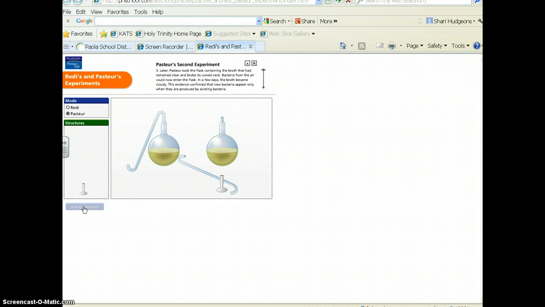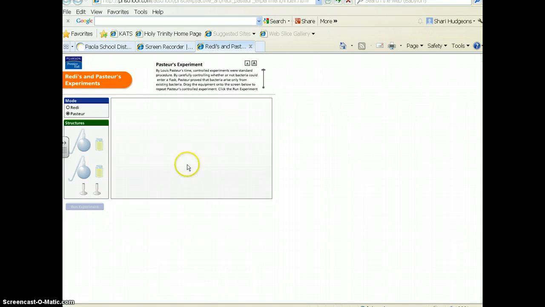And then what he did, after that, and showed that no growth happened, he then broke the S-shaped flask off so that the broth was once again open to the air, and the bacteria in the air then infected the broth, and you could see growth. Okay, so that was his way to help show that there were living things in the air that could get into the broth and contaminate it. All right, so that was our spontaneous generation.